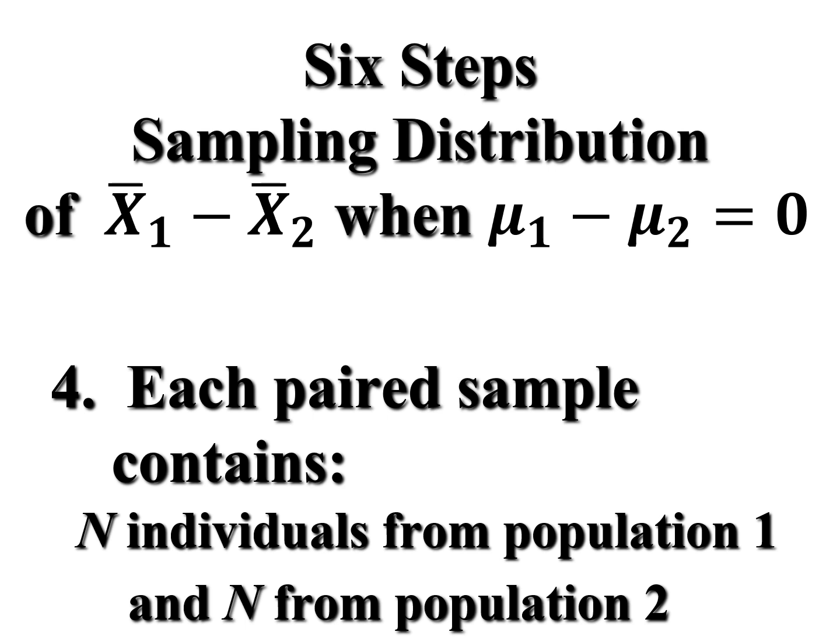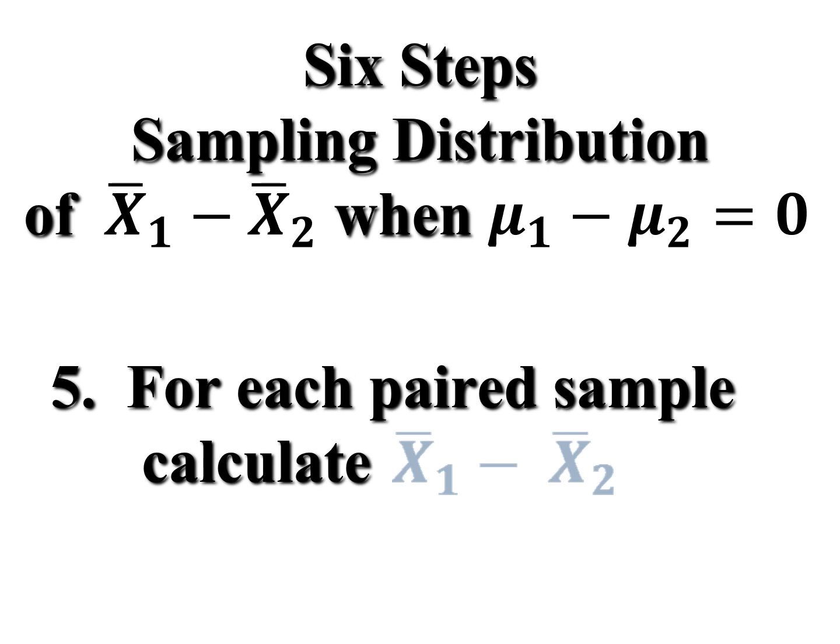For instance, if n is 100, then sample 1 in each paired sample consists of 100 individuals, and sample 2 also consists of 100 individuals. So the number of individuals in each paired sample is 200. Fifth, for each paired sample, calculate the mean of sample 1 minus the mean of sample 2. As you can see in this slide, the mean of sample 1 is represented by the symbol for the mean with a little subscript 1, and the mean for sample 2 is represented by the symbol for the mean, but with a little subscript 2.